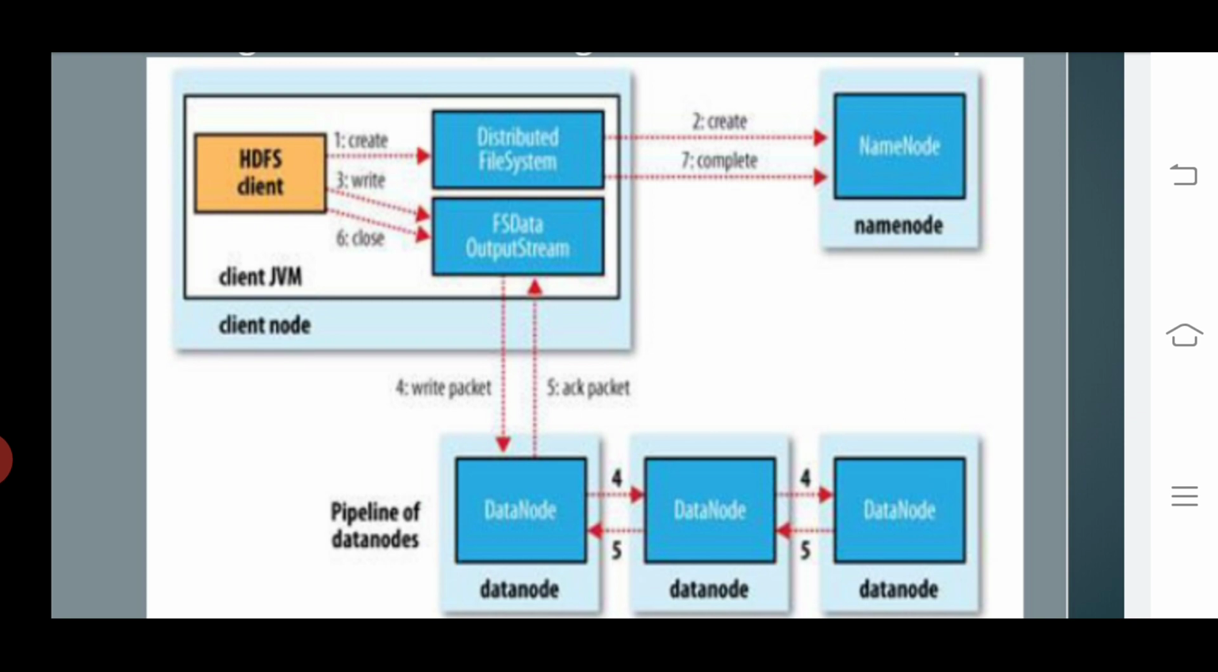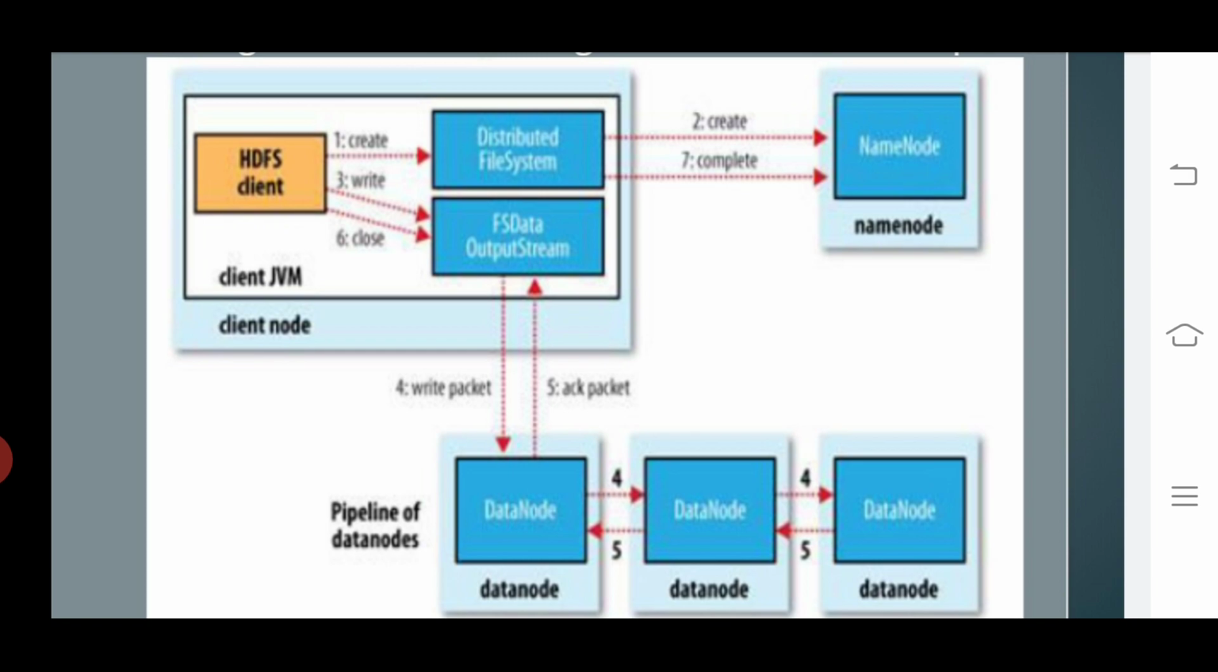That is nothing but the concept of step 7, complete. The name node already knows which blocks the file is made up of via the data streamer asking for block allocations. So it only has to wait for blocks to be minimally replicated before returning successfully. This is the concept of data flow of write operation.